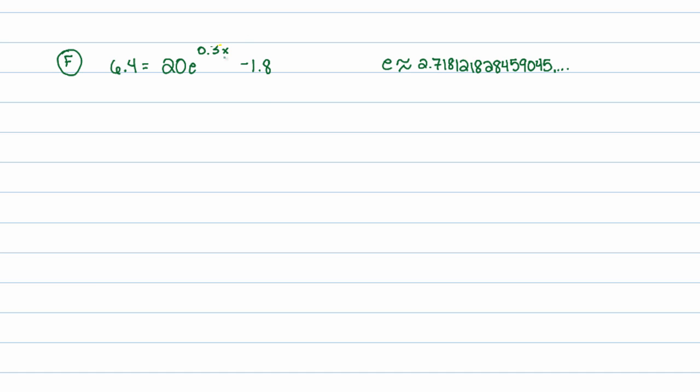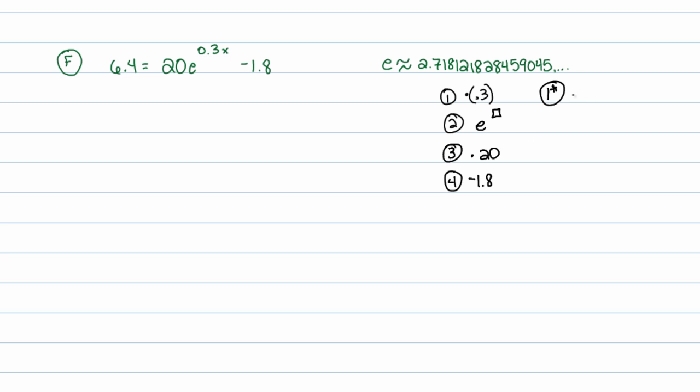Now, what I'm going to do is start to solve this for x. So let me list out what happened to x here. First thing that happened to x is it got multiplied by 0.3. Second thing that happened to x is it got raised to base e. Third thing that happened to x, it got multiplied by 20, and then finally they subtracted 1.8 from it. So I'm going to undo all of their operations in reverse order.